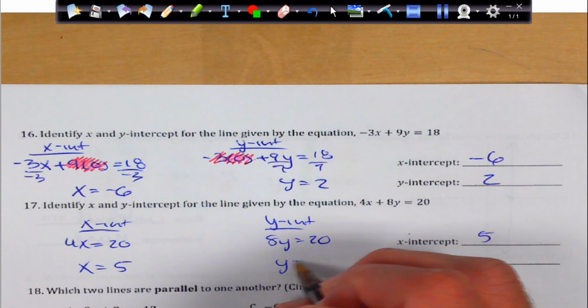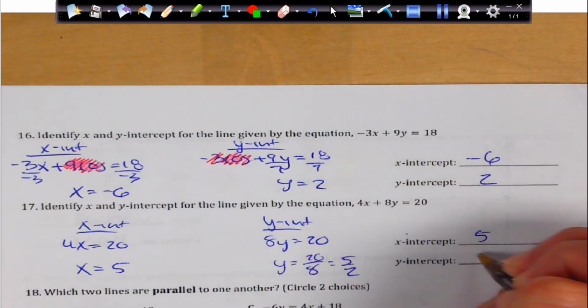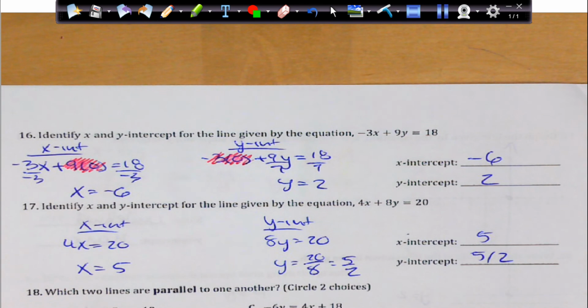This one, not as nice. We get 20 over 8. We can divide that by 4, I think. So we get 5 over 2, which isn't super nice, but I wouldn't make you graph something like that. That'd be pretty neat. But there you go.